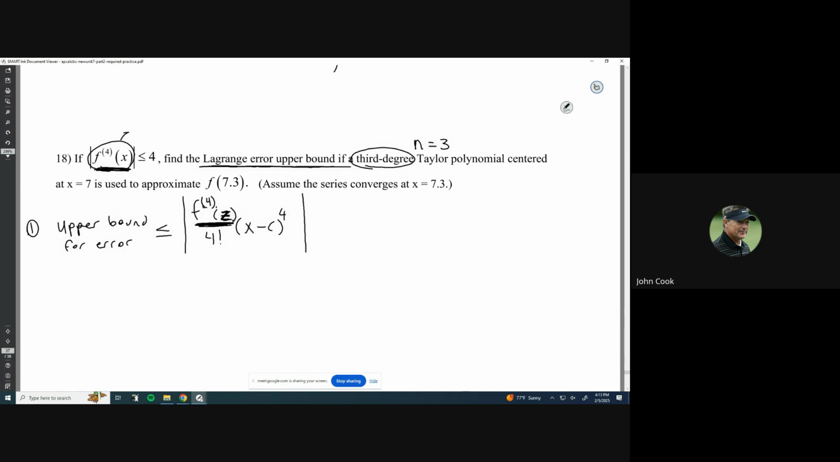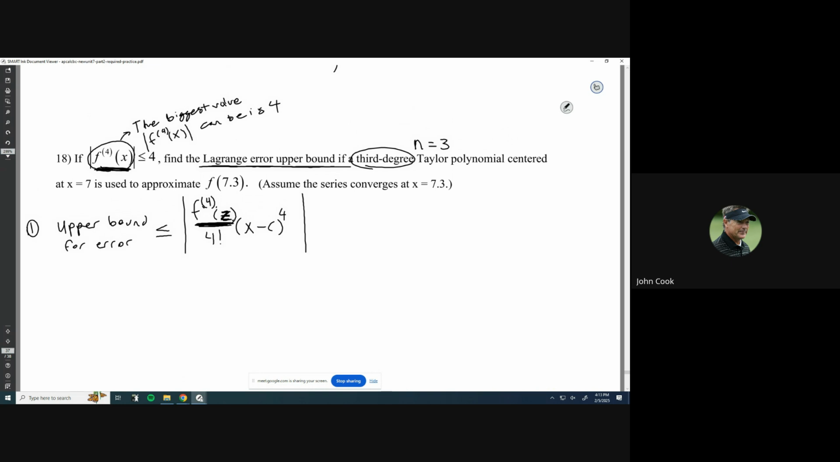So this tells me that the biggest value that the absolute value of f4 of x can be is 4. That's the biggest that it could possibly get. I'm going to remember that. All right, and I'm going to keep plugging stuff in.